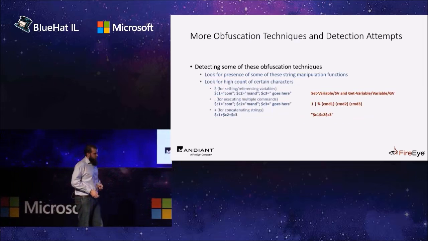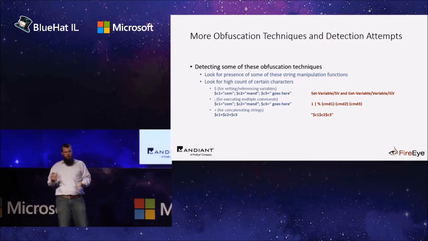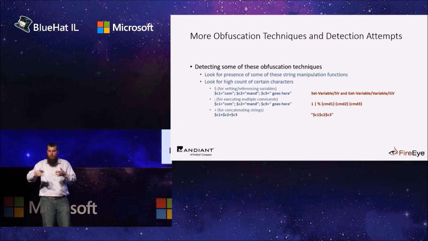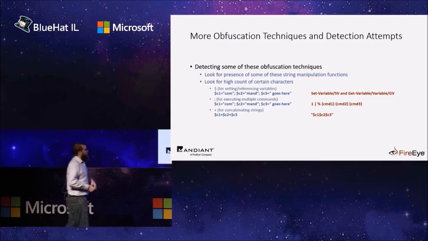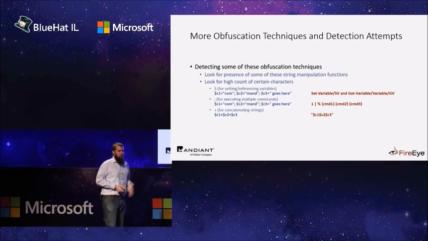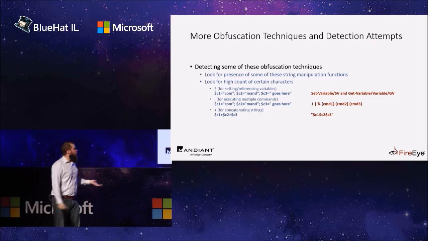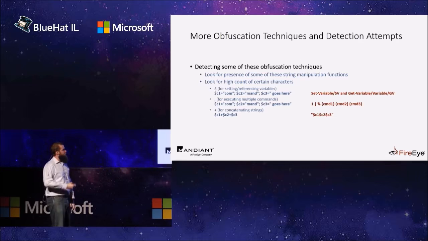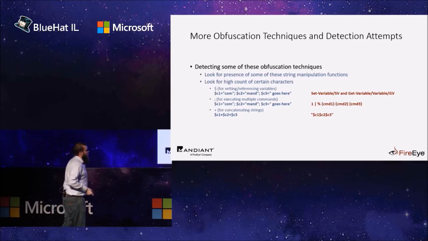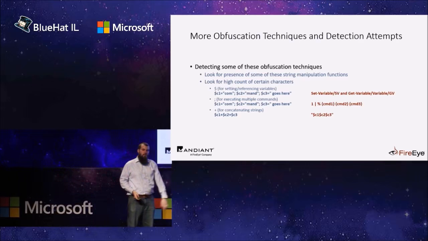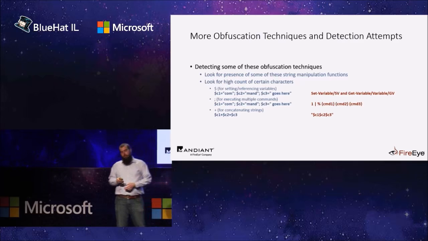Looking for high counts of certain characters, let's say $ signs, for how many variables do you expect to be set on the command line, or how many semicolons should there be on the command line for a number of little commands if you're trying to chop up string concatenations. But as you see in the red, there's alternate ways to do this. Set-Variable, Get-Variable. You can create and interact with the variables without a single $ sign ever being shown. You can do multiple commands by piping anything into ForEach, and then adding each command in a script block. And you can do concatenation without any pluses. Always alternate ways to do this.